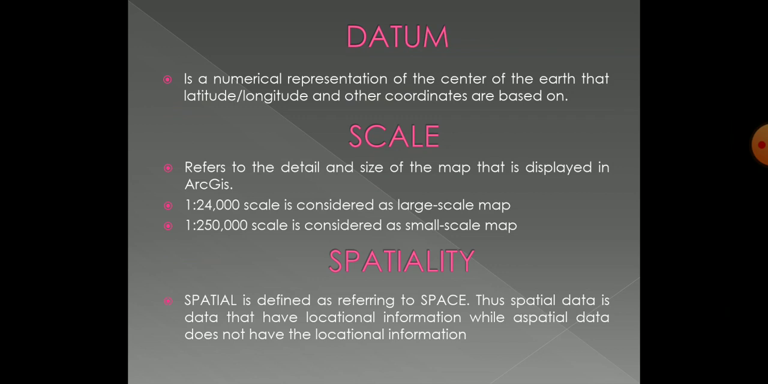So what is datum? Datum is a surface or a numerical representation of the center of the Earth that latitude and longitude and other coordinates are based on. For example, mean sea level. The most common one in use is WGS 1984, and also NAD 72, if I'm not mistaken.